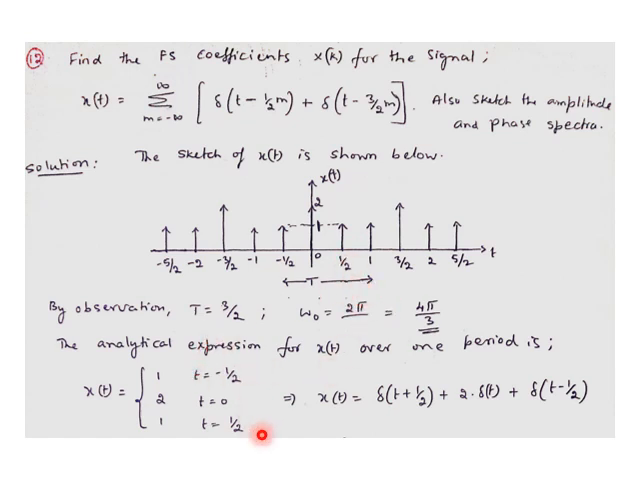So by looking at this expression over one fundamental period, x of t can simply be written as delta of t plus half plus 2 times delta of t, and we have 1 times delta of t minus half. So this term needs to be considered, this one need not be considered. This is how we take the one fundamental period values to represent x of t with respect to the equation. But I need to calculate x of k, that is the Fourier series coefficient, where I can consider this as the x of t value.